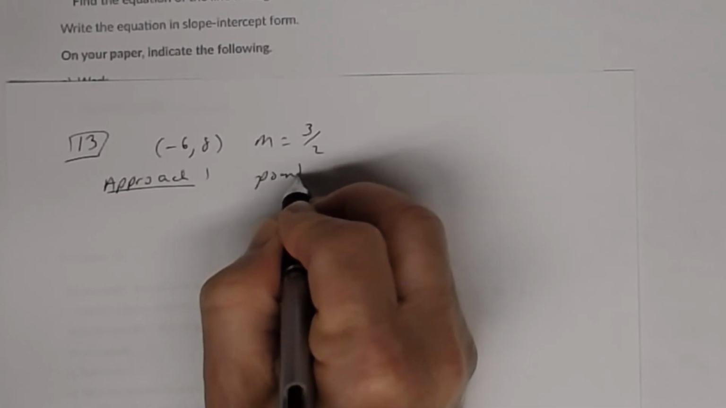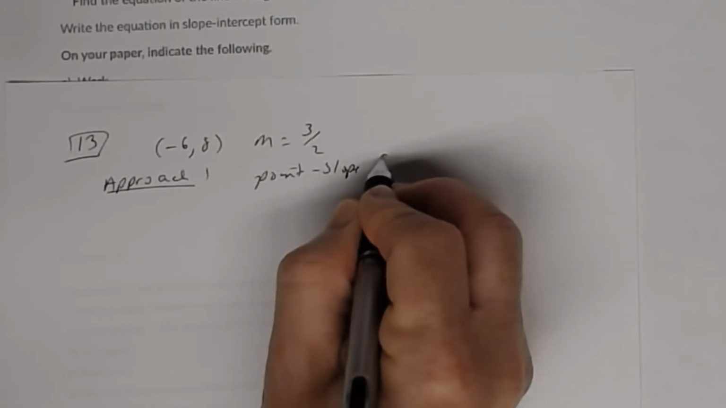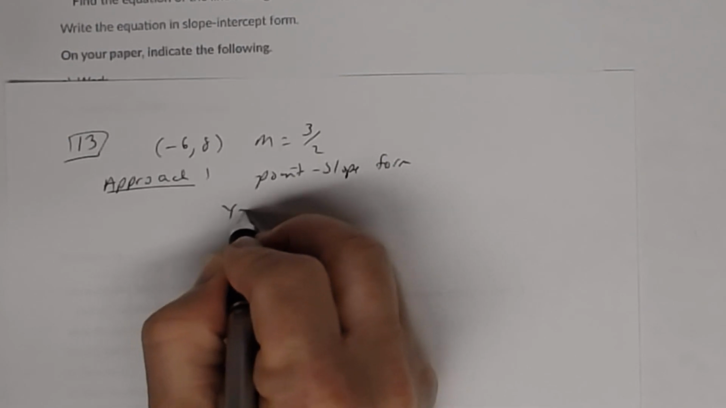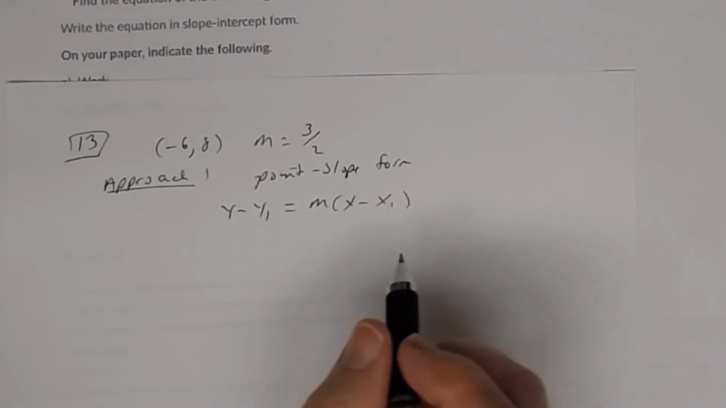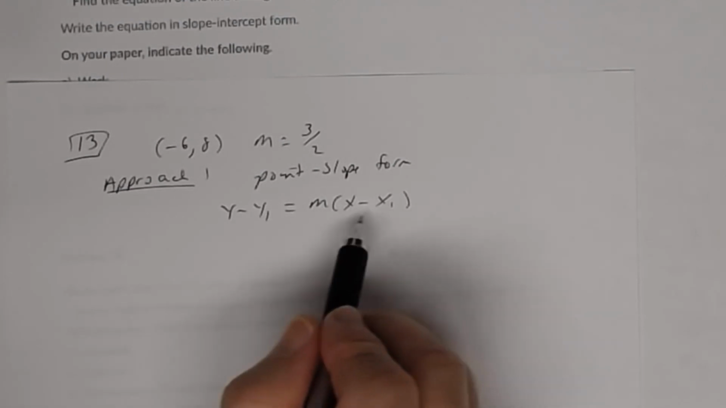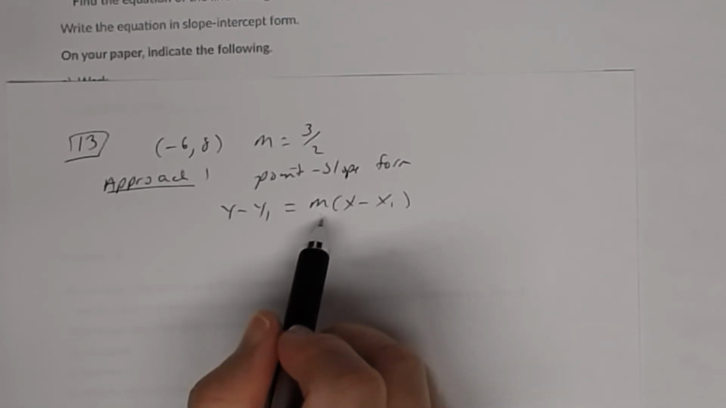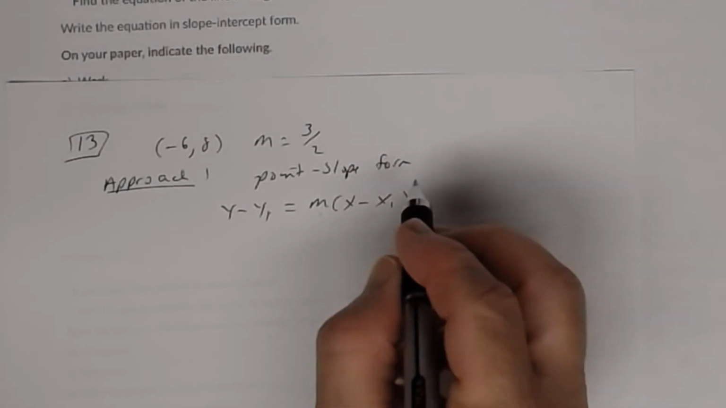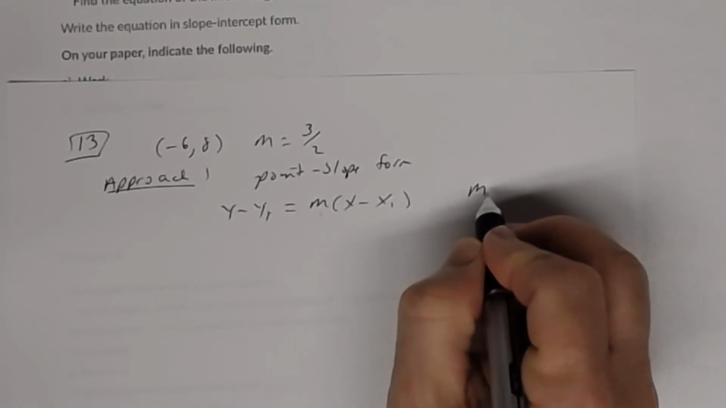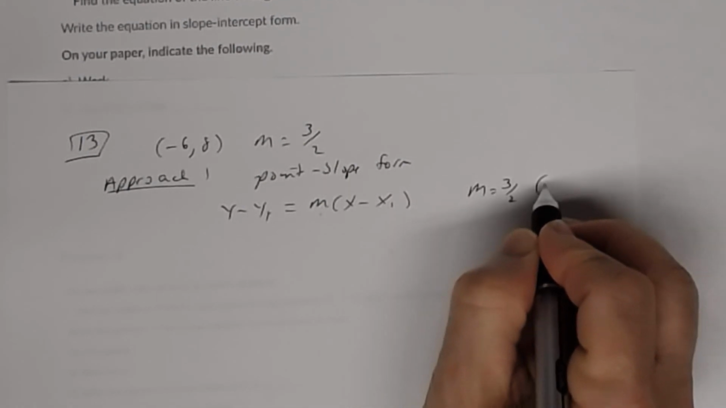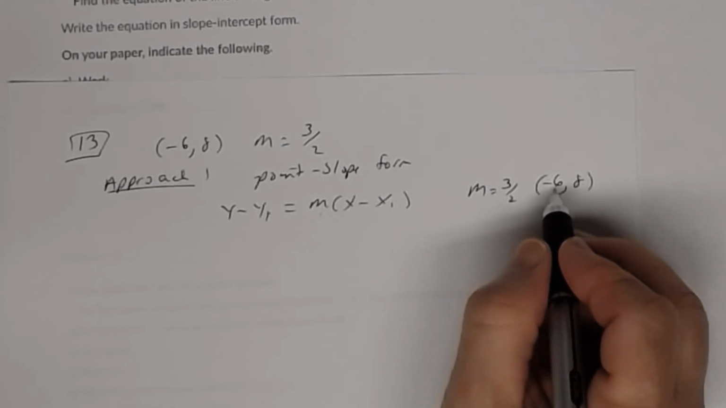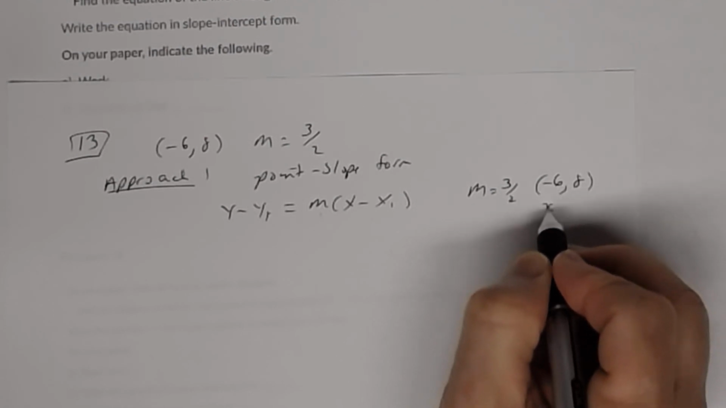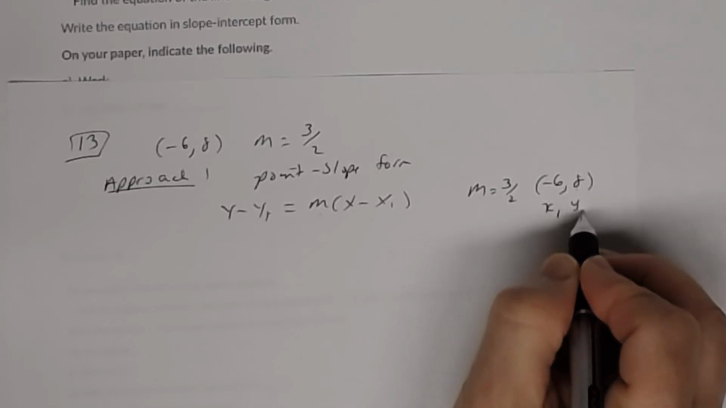So remember point-slope form. And so point-slope form is y minus y1 equals the slope times x minus x1. And so in order to use point-slope form, you have to know the slope and you have to know a point, and I do. So I know the slope is 3/2, and I know a point on that line is (-6, 8). So what we're going to do here is this negative 6, we're going to denote that as x sub 1, and then 8 will be y sub 1.